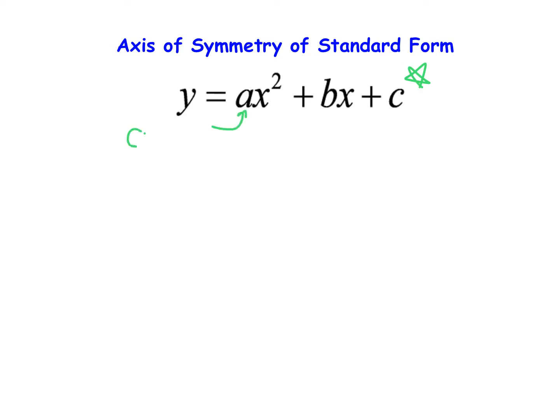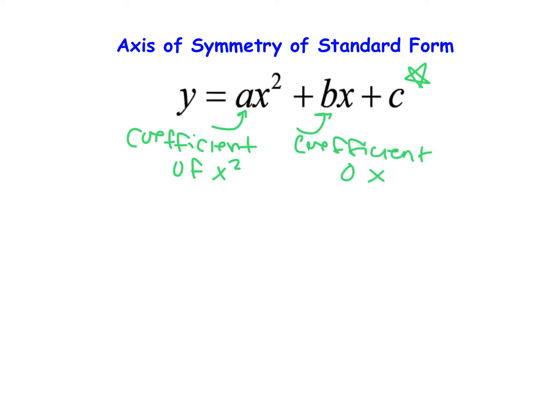is this coefficient of x squared. Then we have the b value here, which is the coefficient of x, and c is our constant value on the end without any sort of variable value attached to it.